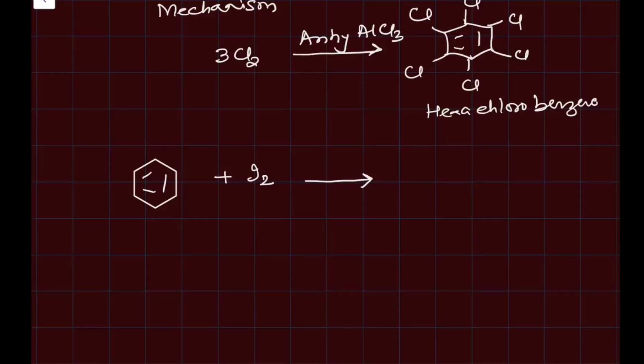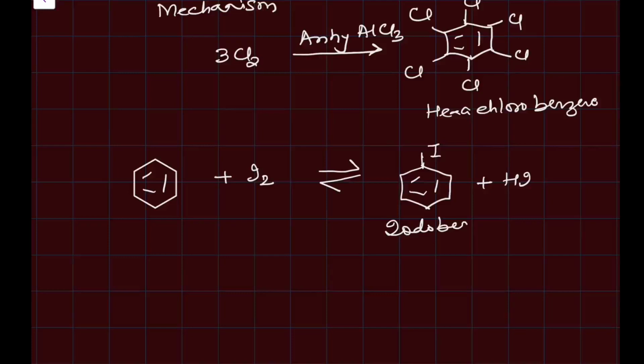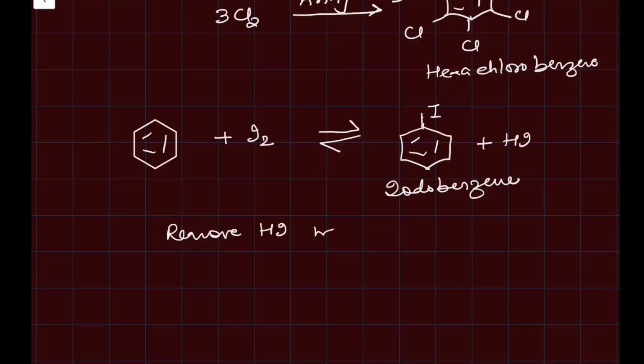But this reaction is not very useful. Why is the reaction not useful? The reaction is reversible, so not of immense importance. What we can do is, we have done Le Chatelier's principle. If we remove HI, we can prevent the reaction from going backwards, right?